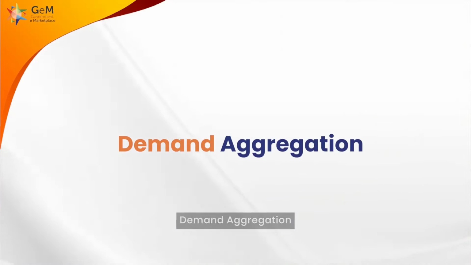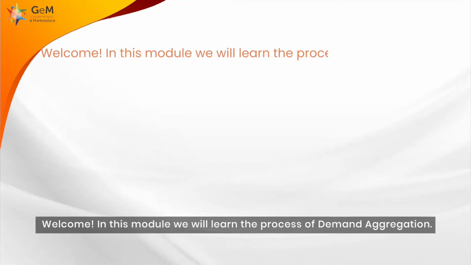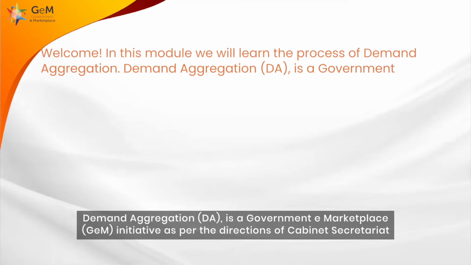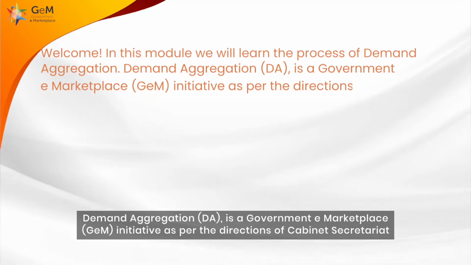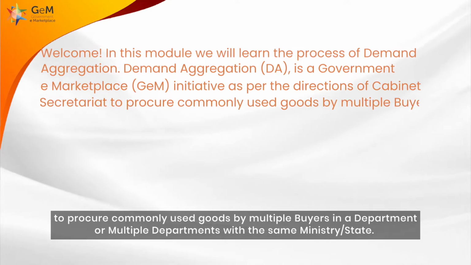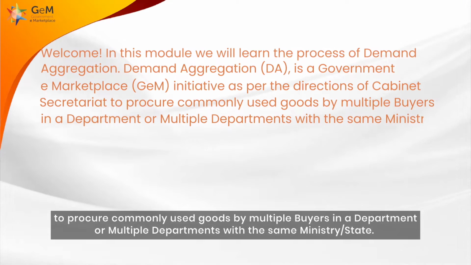Demand Aggregation. Welcome. In this module, we will learn the process of demand aggregation. Demand aggregation (DA) is a Government e-Marketplace (GeM) initiative, as per the directions of the Cabinet Secretariat, to procure commonly used goods by multiple buyers in a department or multiple departments within the same ministry or state.